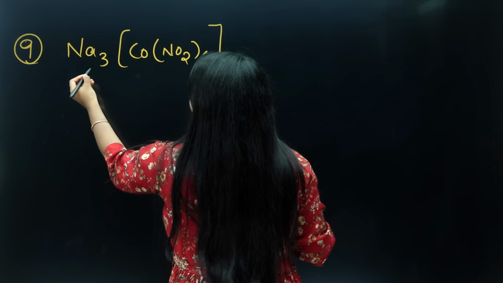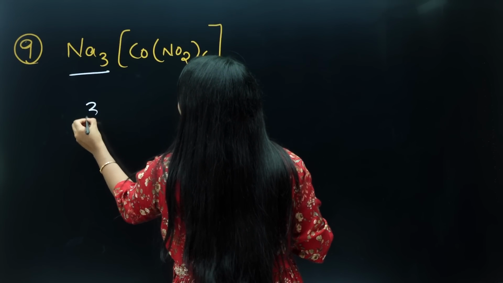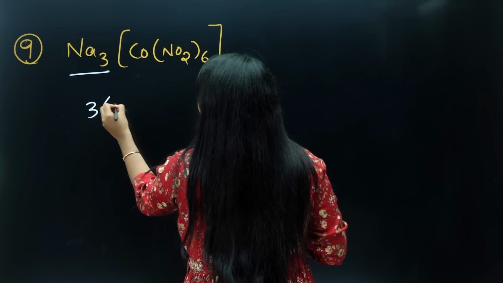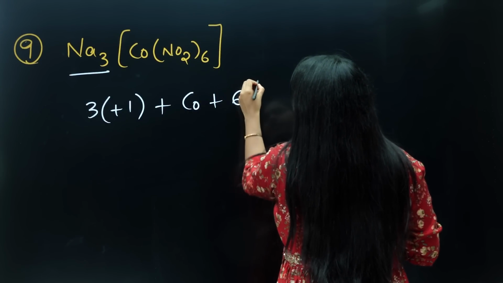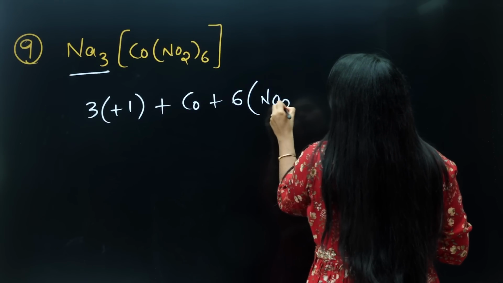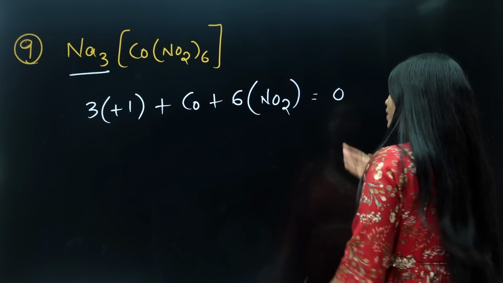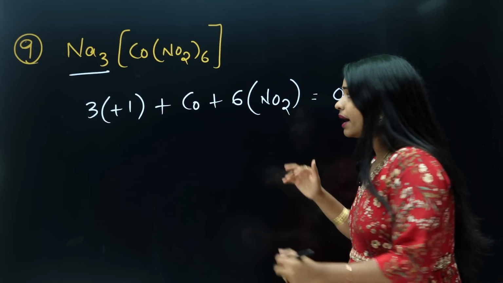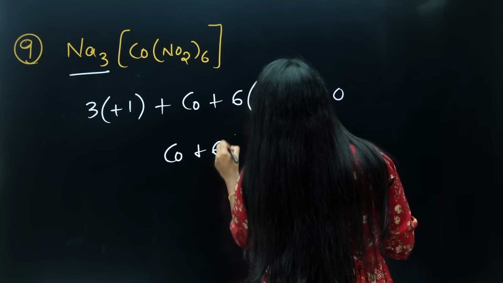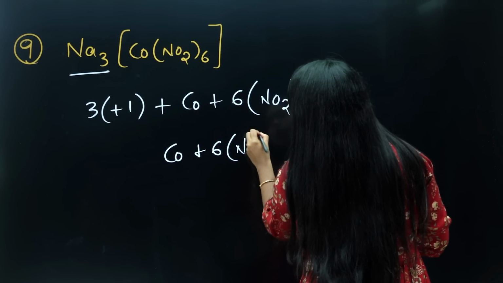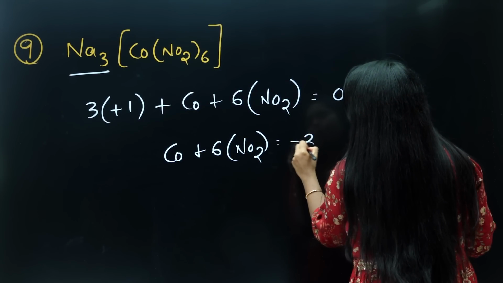3 sodiums are there, 3 Na. Each sodium is +1, always +1. No confusion. 6 into NO2, total sum is equal to 0. Whether NO2 is plus 1 or minus 1, how to solve? Co plus 6 into NO2 is equal to, if this plus 3 comes this side, minus 3.